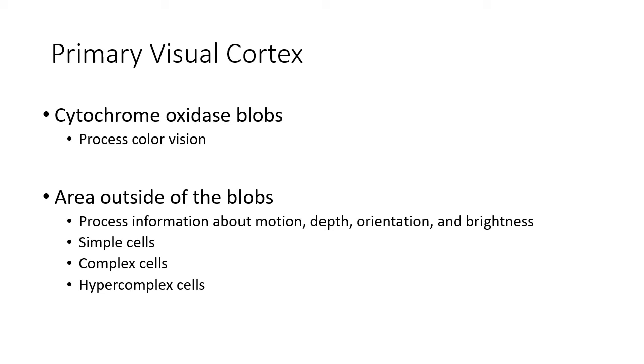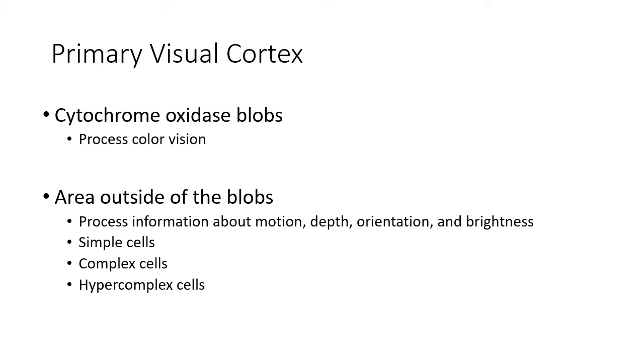But a couple of areas that are important in the primary visual cortex are the blobs. Basically it's the cytochrome oxidase blobs, but the easiest thing is just to say the blobs. In these blobs, they process color vision. Outside of the blobs, it processes the things that aren't related to color vision, like motion, depth, orientation, and brightness. And outside of these blobs, you can have simple cells, complex cells, and hypercomplex cells, and each of these processes various different information in various different ways.